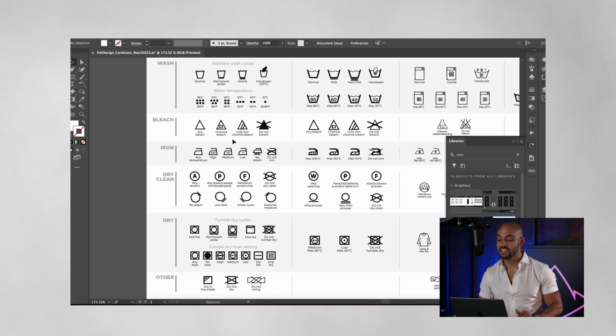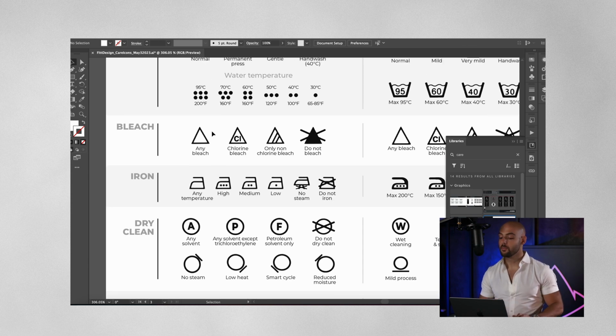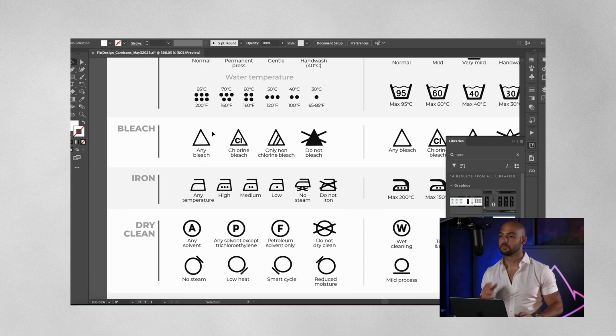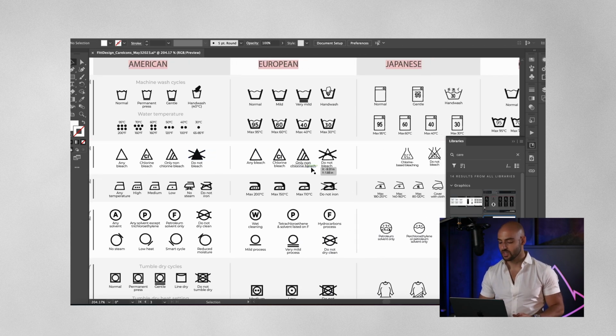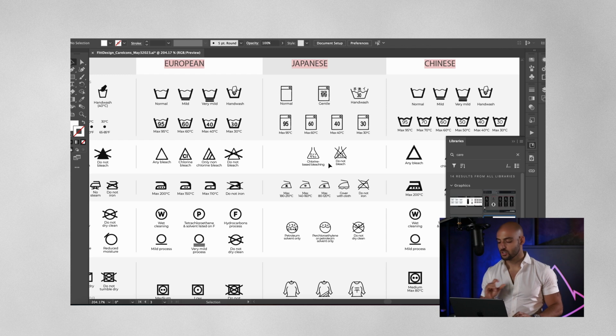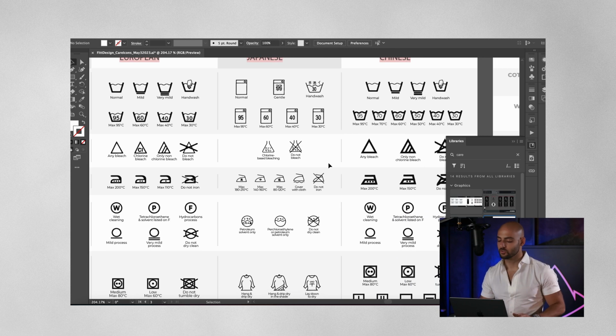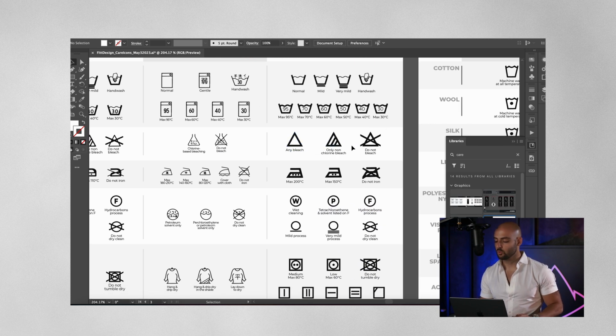Next up, we have our bleach. Here, a triangle for the American market means that any bleach can be used. If it has a CL in it, that means chlorine bleach. And if it has 2 dashes, it means only non-chlorine bleach. And then if it has a solid triangle with an X through it, that means do not bleach. If you look at the European market, very similar, but also standardized. Japanese market has its Japanese lettering on there with this weird chemical symbol. And then we have any bleach and only chlorine bleach.